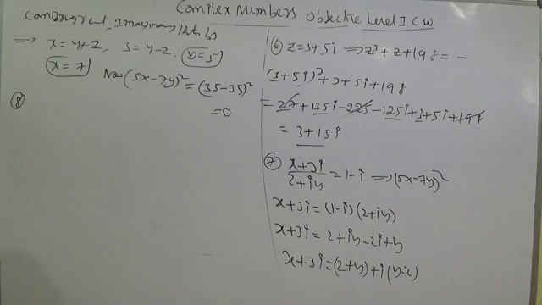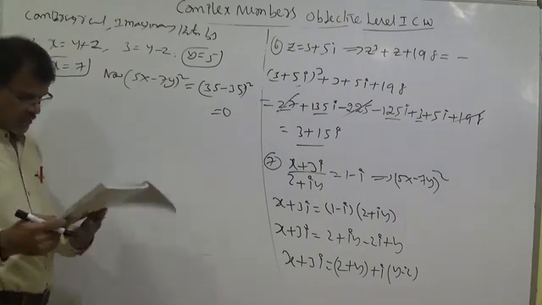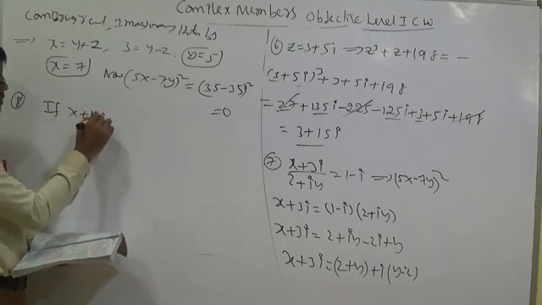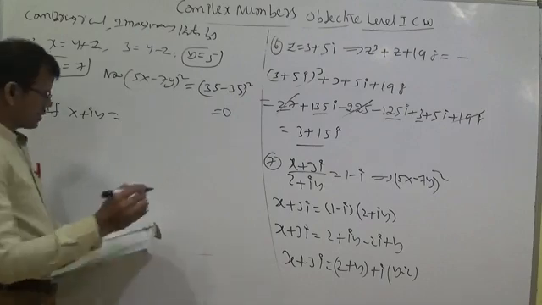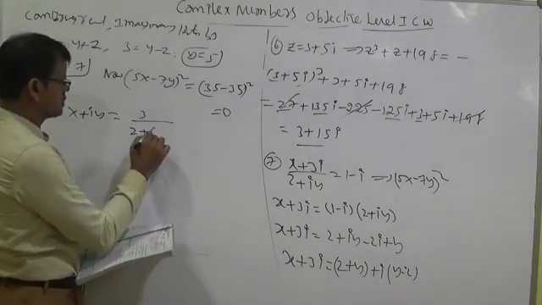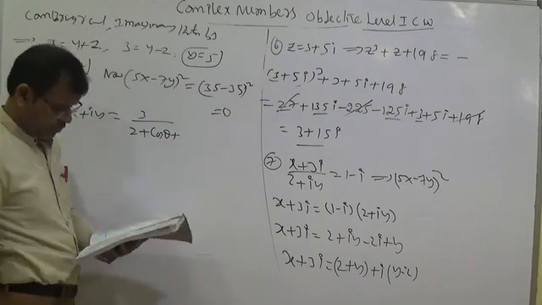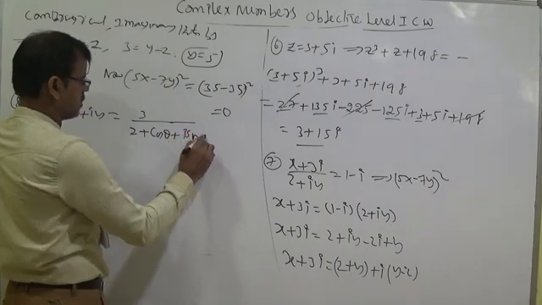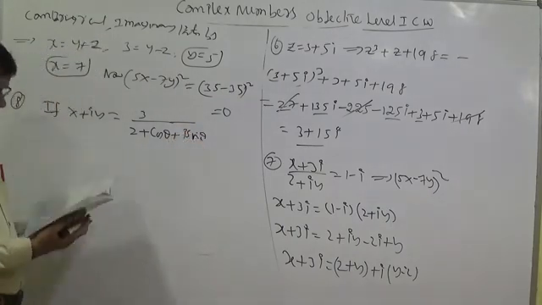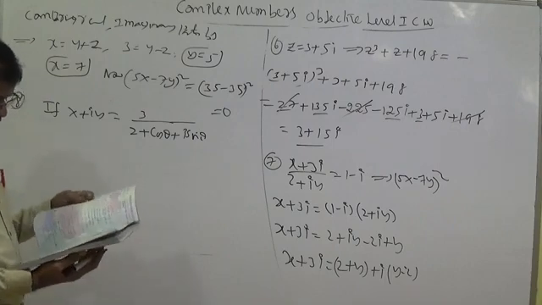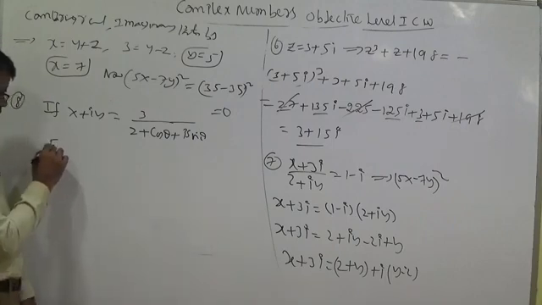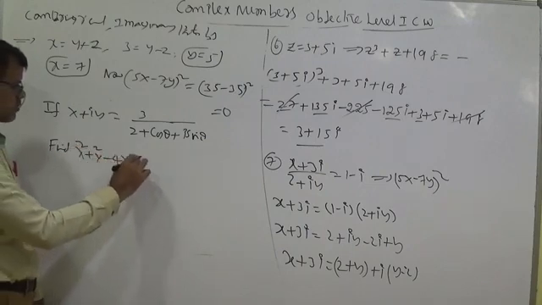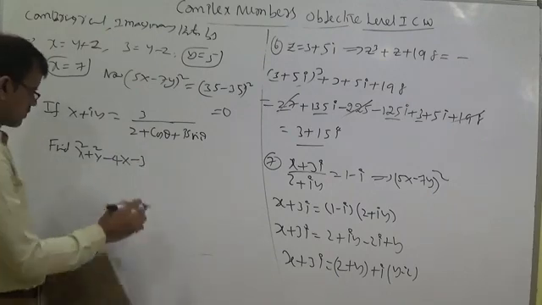8th one. If x plus iy is equal to 3 by (2 plus cos theta), I am writing. This is an IPE sum, Roman number 2, first question in exercise 1b, a topic deleted in IPE. If x plus iy is equal to 3 by (2 plus cos theta plus i sin theta), then calculate x square plus y square minus 4x minus 3. Find the value of x square plus y square minus 4x minus 3 plus 3.